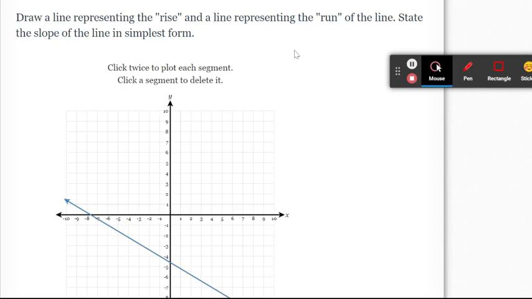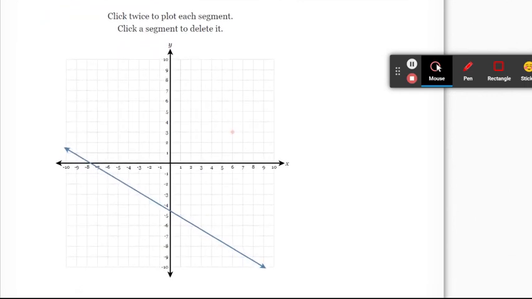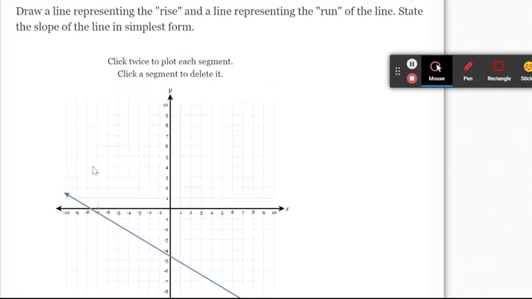What you see here is it says draw a line representing the rise and a line representing the run of the line. And then it says state the slope of the line in simplest form. So what we're going to do is practice something that we would have done in Math 1, Algebra 1. And it says click twice to plot each segment.